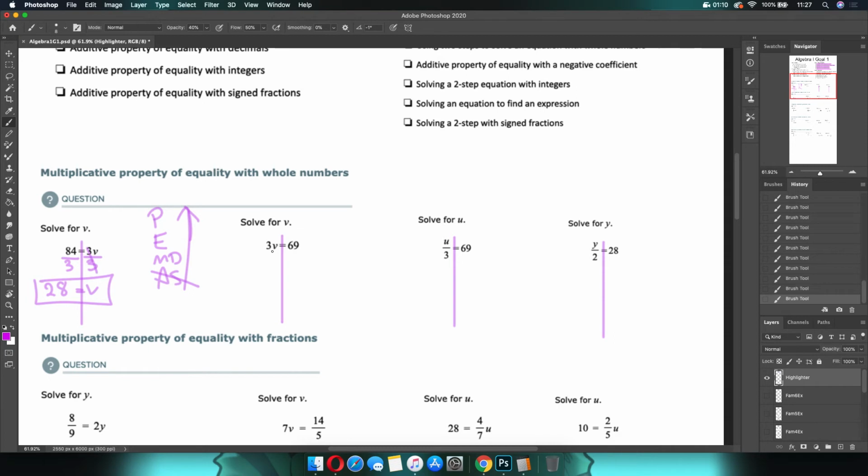Next up, this is multiplication as well. So we're going to divide by 3. Divide by 3. V equals 23. There we go.